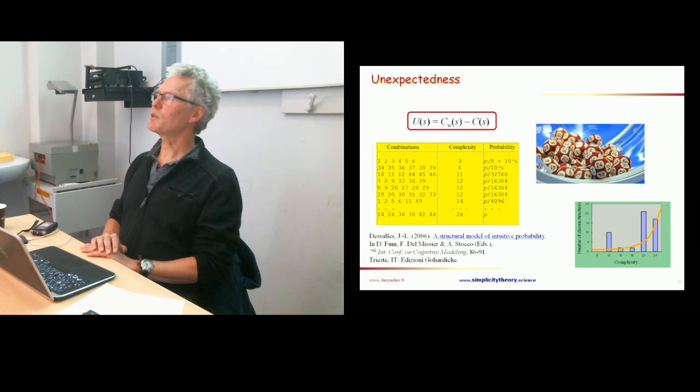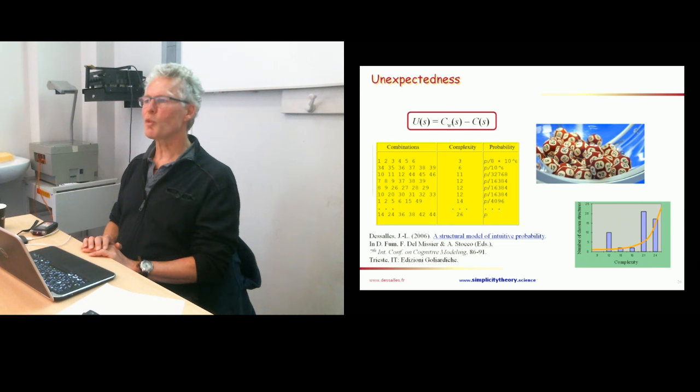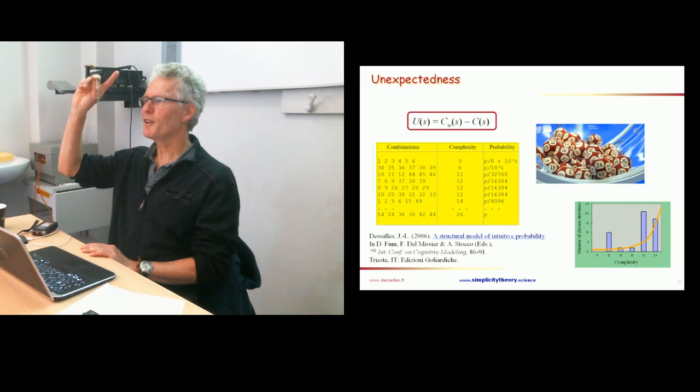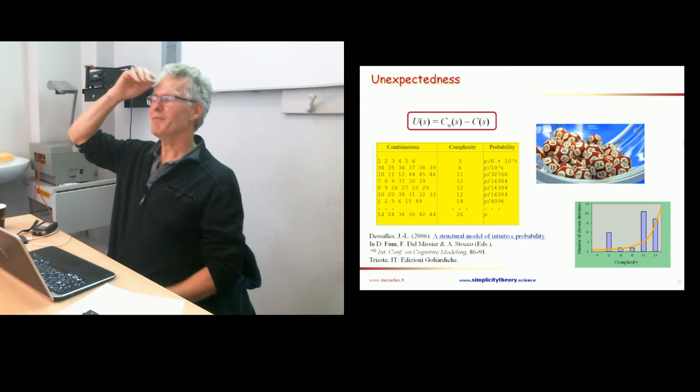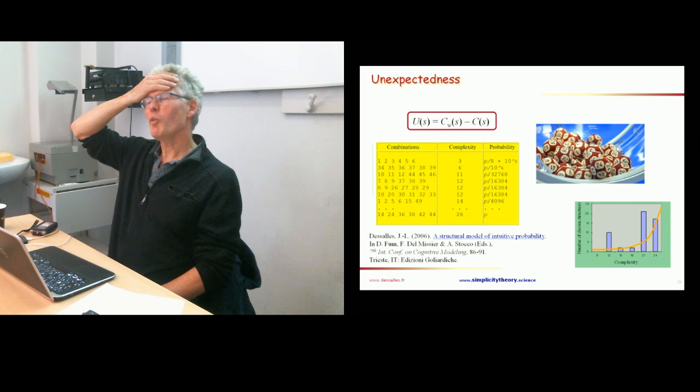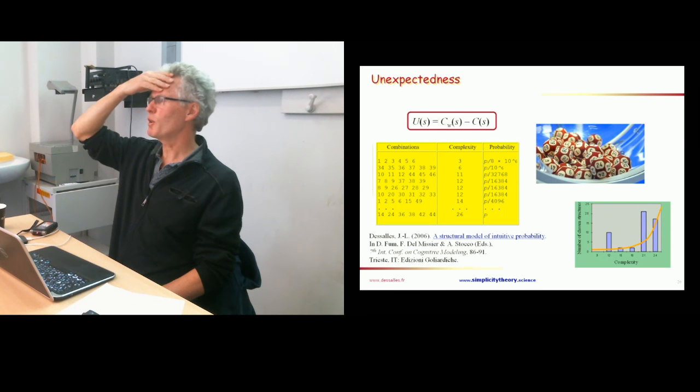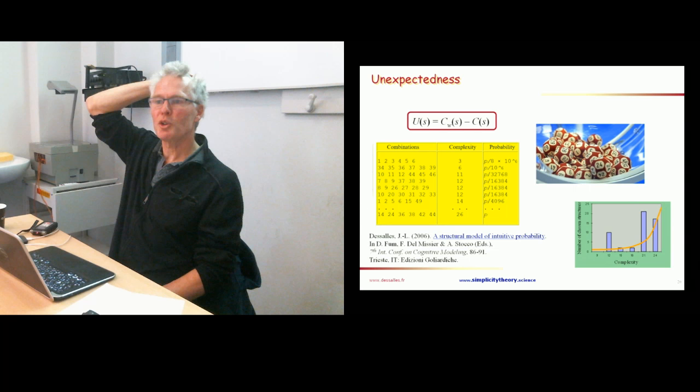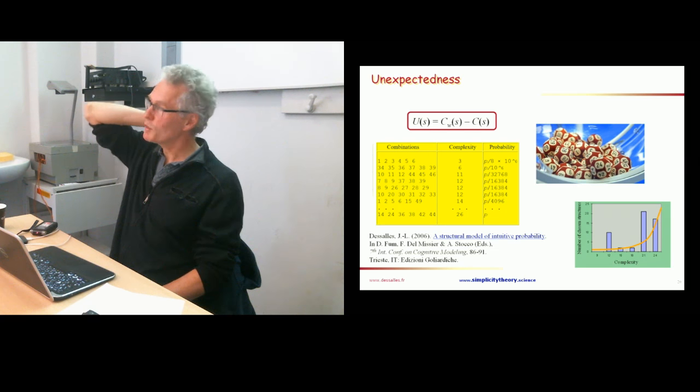It all began that way. I was with a student on a whiteboard, and we said, okay, the Shannonian definition works very well, but in one case, lottery, we have a problem here. What if 1, 2, 3, 4, 5, 6 comes out of the national lottery? It will be huge news. Can we account for it using probability?